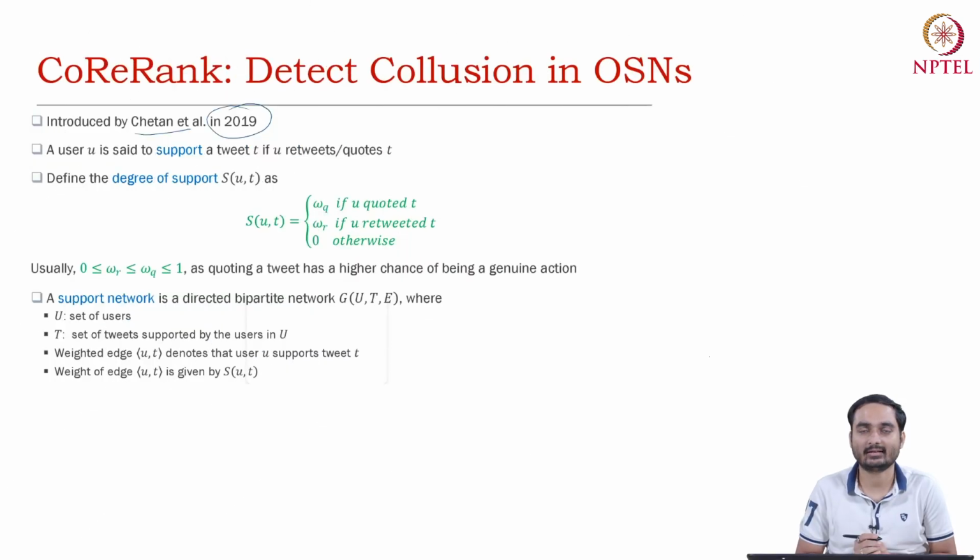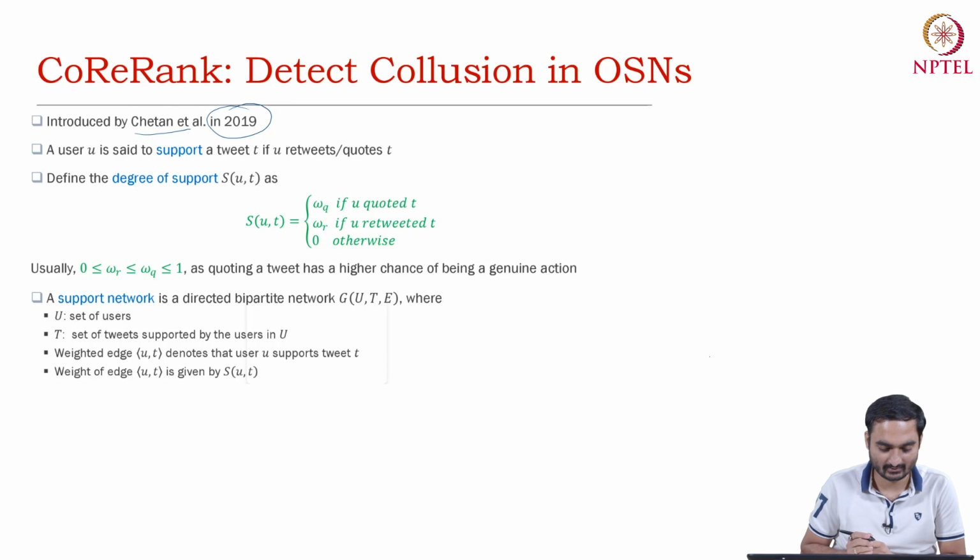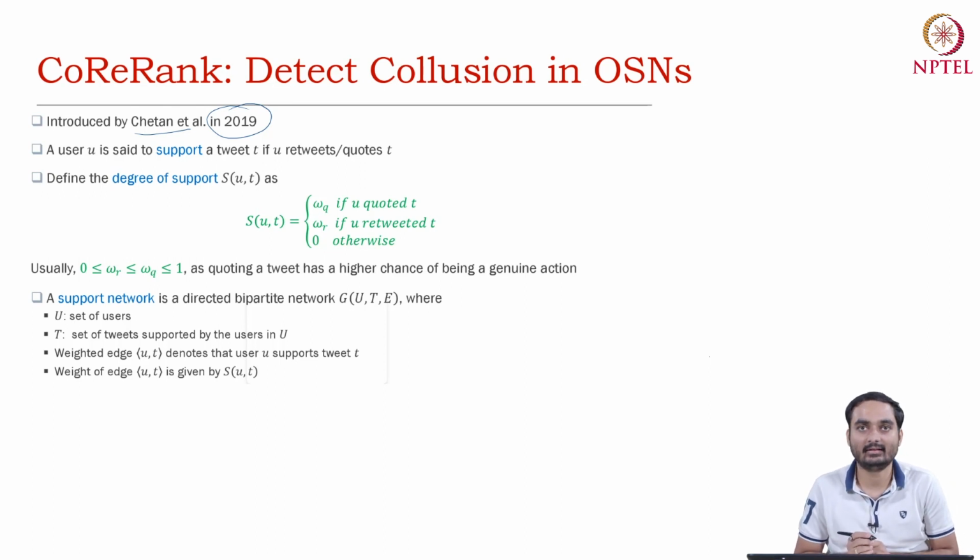So we created a bipartite network, right. In order to create the bipartite network, we basically define something called the degree of support. A user can support a tweet in two ways: by retweeting, which is a direct citation of the tweet, or by quoting. Quoting means you retweet with some additional text. In this way we support a tweet.